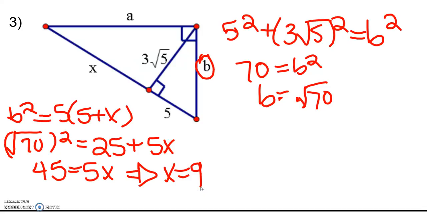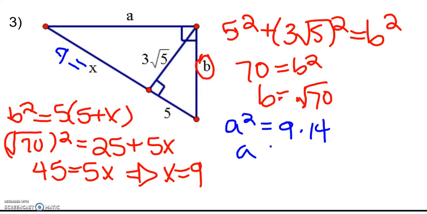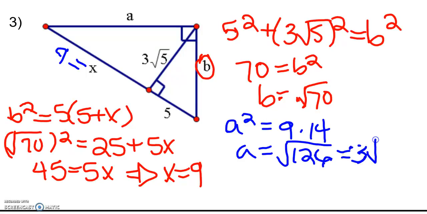Okay, and then our last step is to use that to solve for side a. So we know that x equals 9. So we can say that a squared equals 9 times 14. So then we have a equals the square root of 126, which equals 3 root 14.